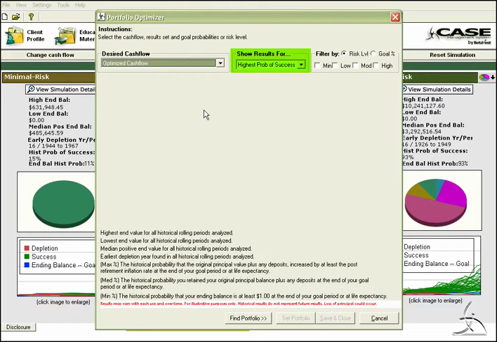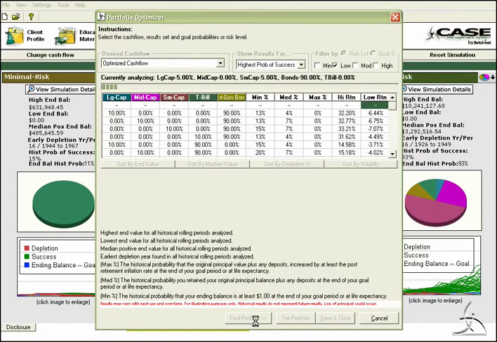We will then indicate that we wish to view results based on the highest historical probability of success, and will tell the optimizer to only look for portfolio combinations that we consider to be low risk, since Mr. and Mrs. Dollar's initial risk tolerance is low. Once these criteria are specified, select Find Portfolio to begin the optimization.